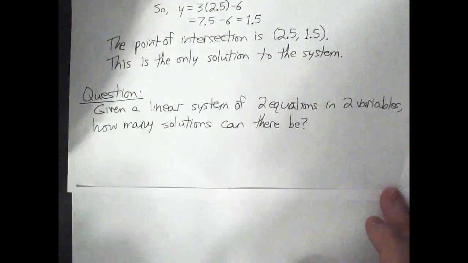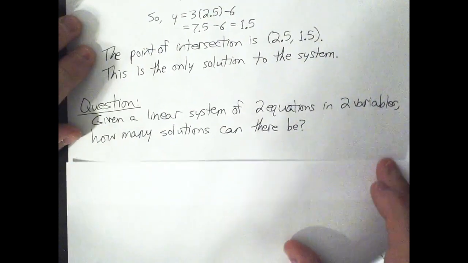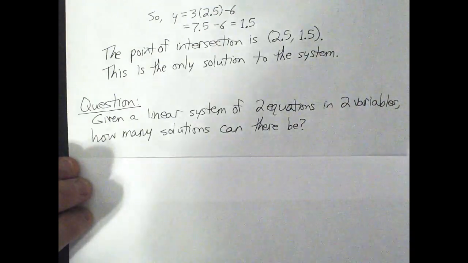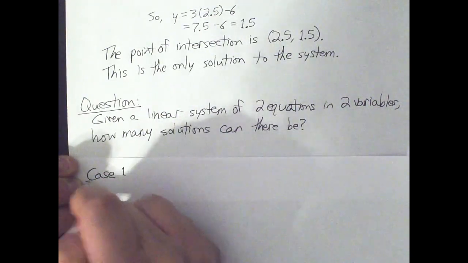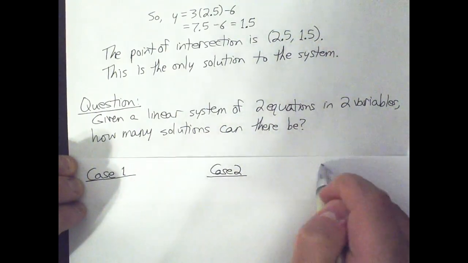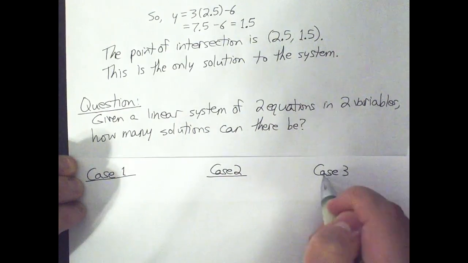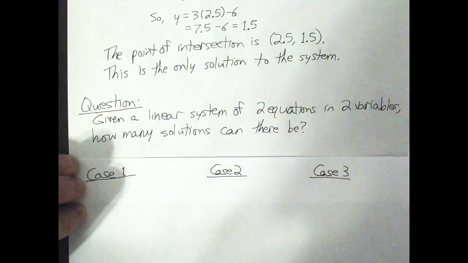I'm going to tell you that there are a few different cases that we could find ourselves in. It's going to be 3 cases. Let's leave a little bit of room for each one. Let's have a case 1, case 2, and case 3. 3 possible outcomes for a system of this size.